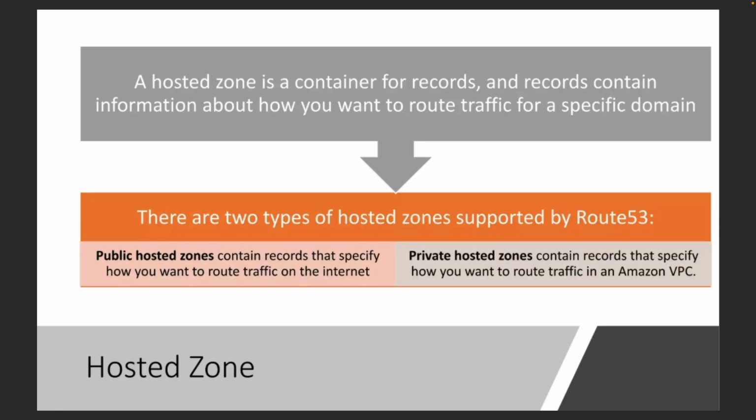There are two types of hosted zones supported by Route 53. Public hosted zones contain records that specify how you want to route traffic on the internet. These handle queries from users anywhere on the public internet. Private hosted zones contain records that specify how you want to route traffic in an Amazon VPC. These are used for internal DNS resolution within your AWS infrastructure, keeping your internal host names private.